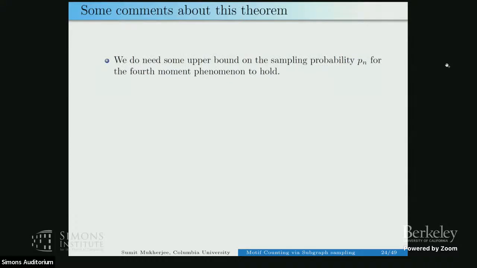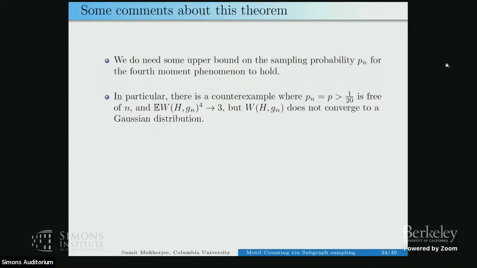Let me go over some quick comments. The upper bound p less than 1/20 is not an artifact. You do need some bound on p for this fourth moment theorem to hold. We have another counterexample, again built of stars and cliques of different sizes, where p is fixed and larger than 1/20, the fourth moment goes to 3, and the limit is not Gaussian. If I remember correctly, there is no limit.